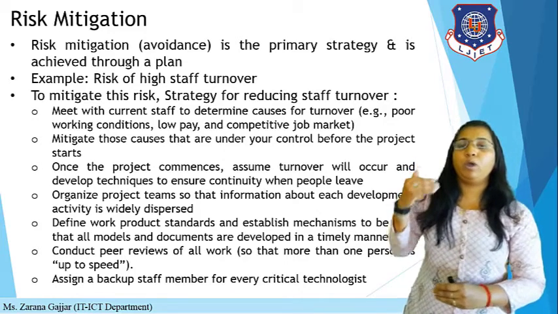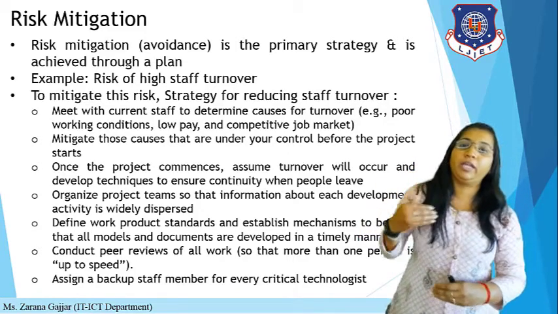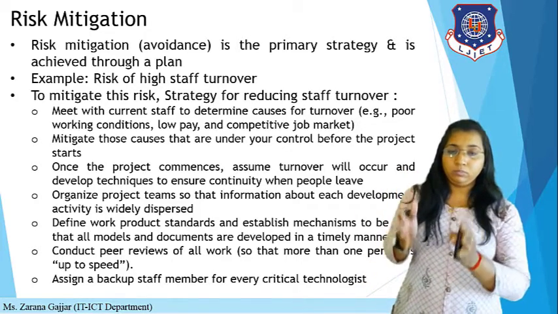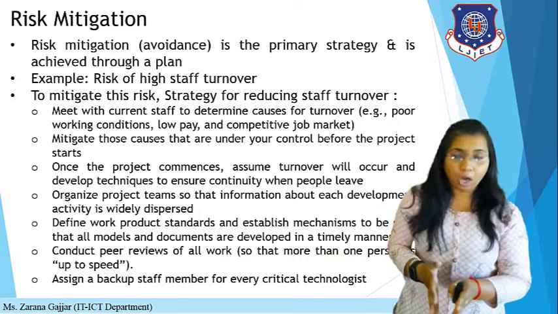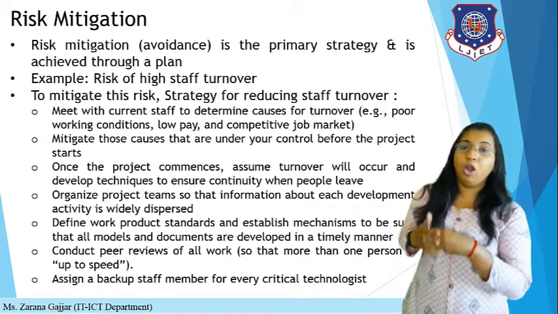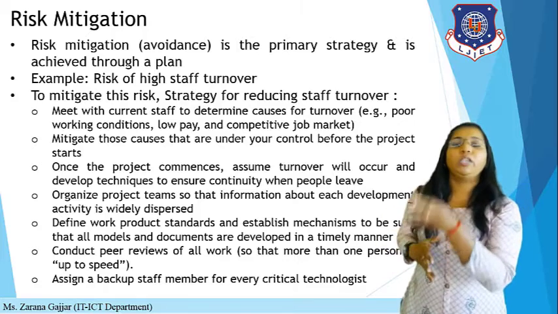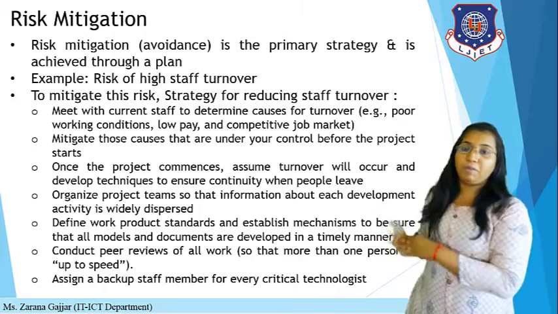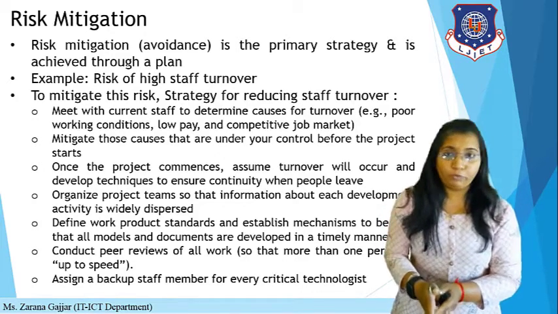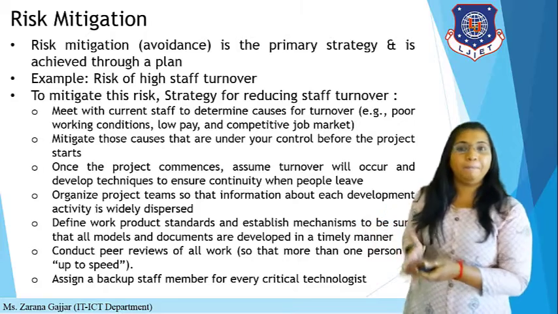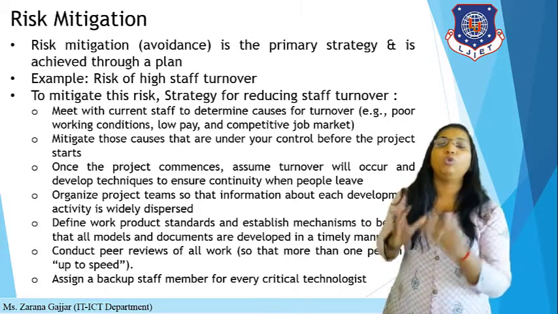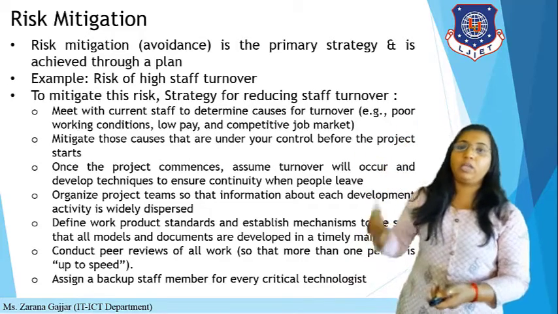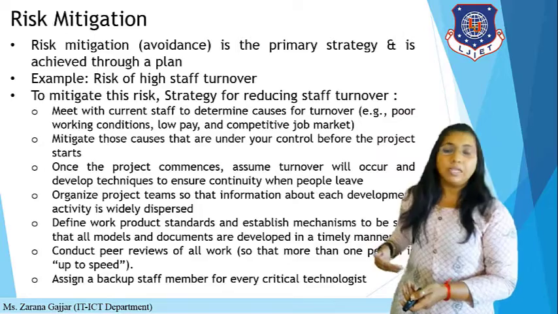Then you have to assign a backup staff member for every critical technologist. If you have a skilled employee but due to some emergency they leave the company, you have a backup staff member. If they are on leave or they left the institute or organization, then you have a backup staff member to continue the particular software product. So this is risk mitigation, meaning avoidance, how to avoid a particular risk. If there is a risk of high staff turnover, then you can avoid it by a particular scenario.